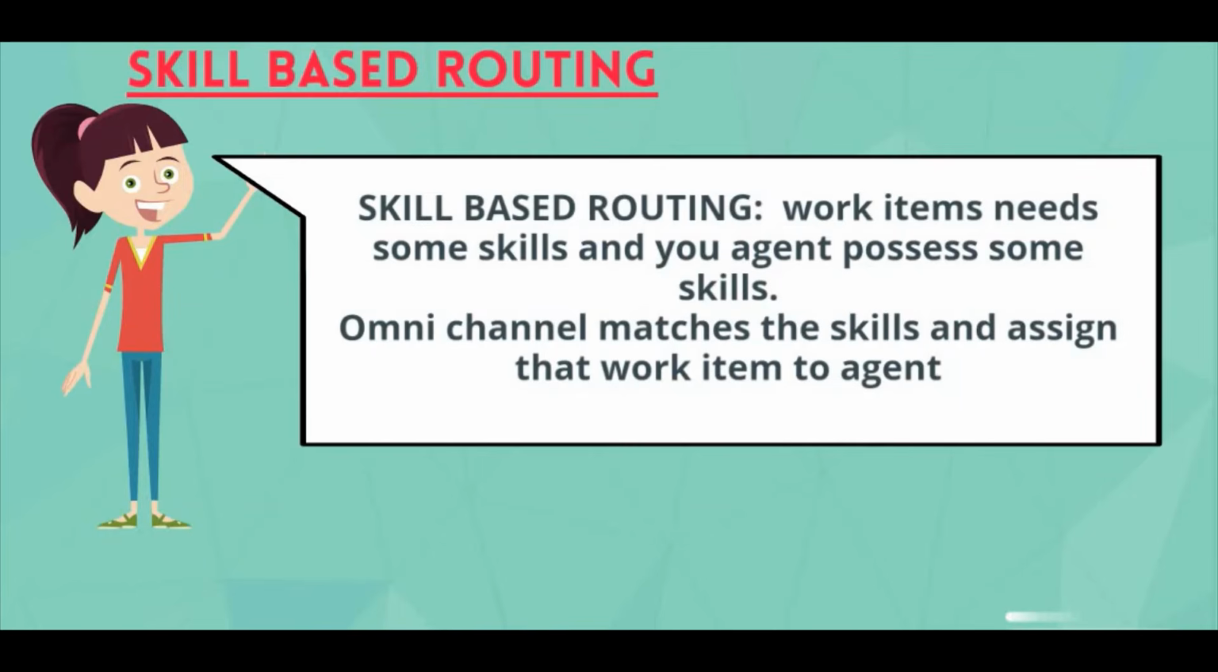Which means the same skills have to be there in the work item, and they should also be there in the agent. So this kind of multiple skills can be added in Salesforce. OmniChannel matches these skills and assigns those work items to the agents. This needs a lot of configuration, and it also needs an Apex class to do it. So it is a little more advanced topic. So people who really understood what is OmniChannel with queue-based routing, then you can explore skill-based routing.